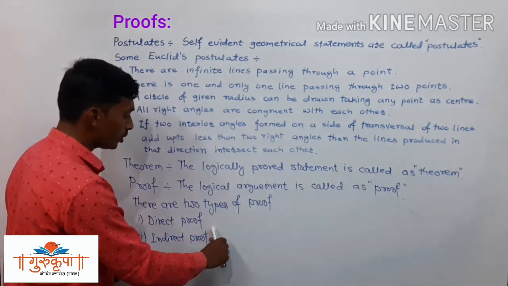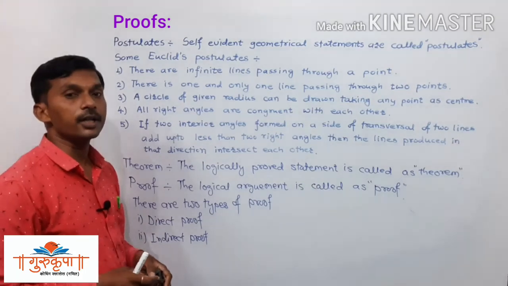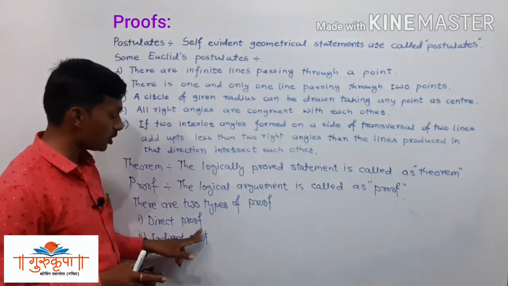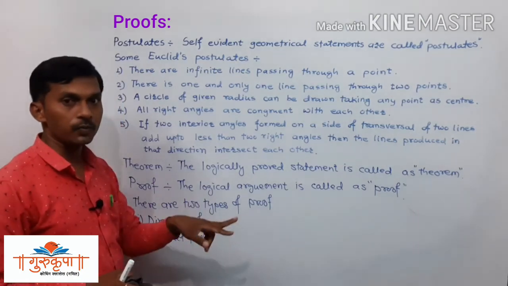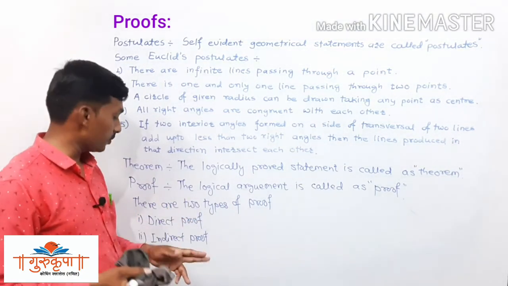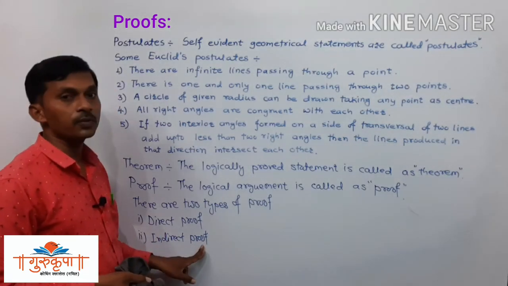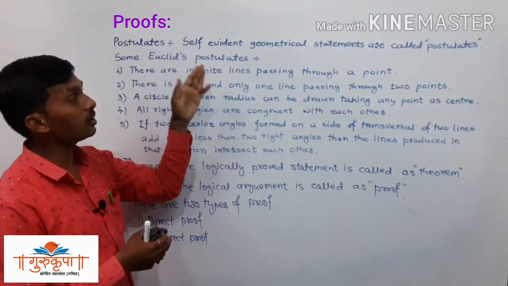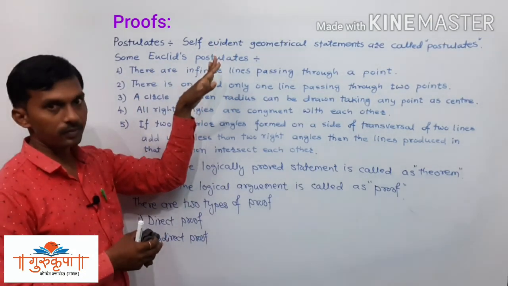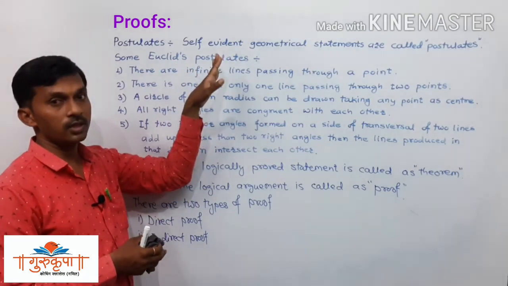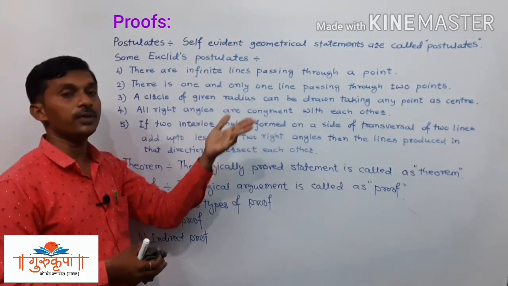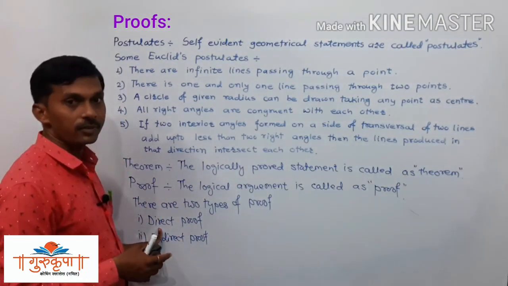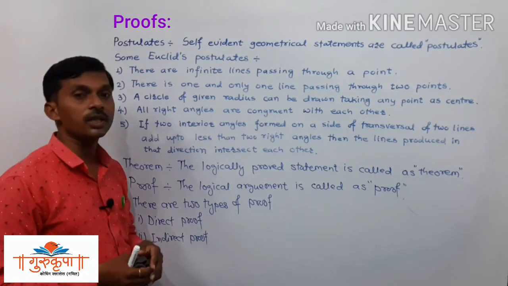So this is all about the proofs. Now we will take two theorems. We will solve one theorem by the direct method, using direct proof, and the second theorem by using indirect proof, or the indirect method. So this is all about the proofs. Now after this concept we will solve two theorems.